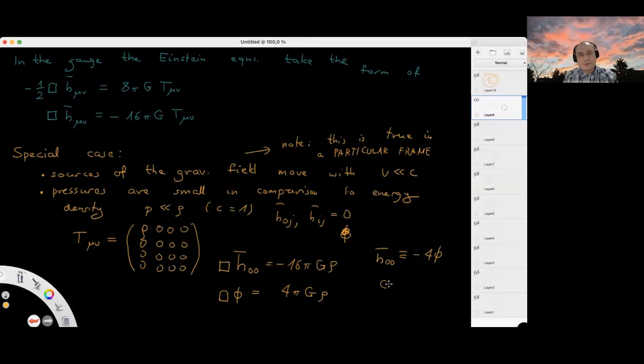Now assume that because the motions are very slow, phi is effectively only a function of position, and any dependence on time is subdominant to the variations in position. And in that case, we can neglect the time derivative here, and the box operator turns simply into the Laplacian. We recover the Poisson equation for the only relevant function in this perturbed metric. And that's very nice. So let's now try to figure out what the metric looks like. This looks very much like Newtonian physics, but we're not quite there yet.